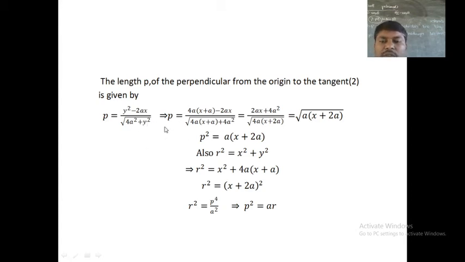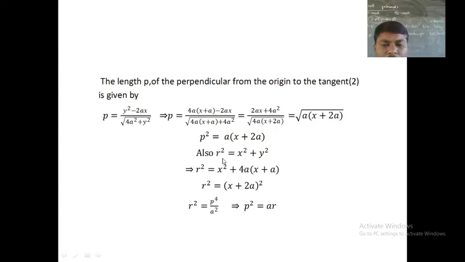So this implies p is equal to, by the given parabola, y square can be written as 4a into x plus a minus 2ax divided by square root of 4a square plus y square. Again this y square can be written as 4a into x plus a. So after simplification we get 2ax plus 4a square by square root of 4a into x plus a. So finally we get square root of a into x plus 2a. Square on both sides, so we get p square is equal to a into x plus 2a.